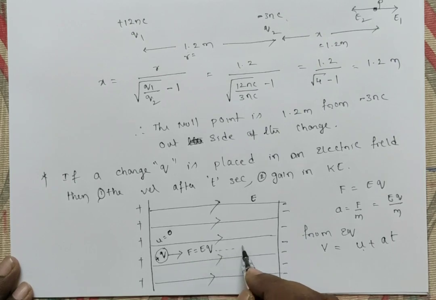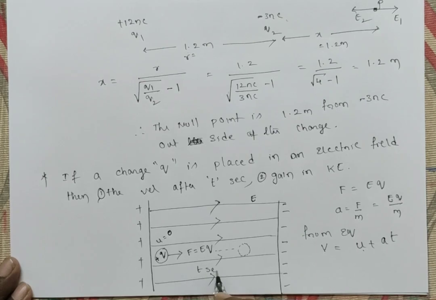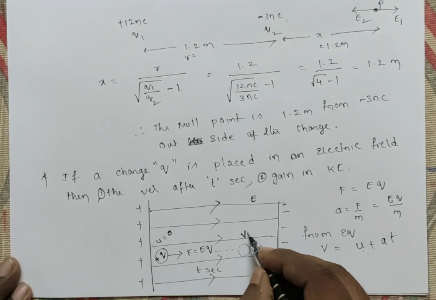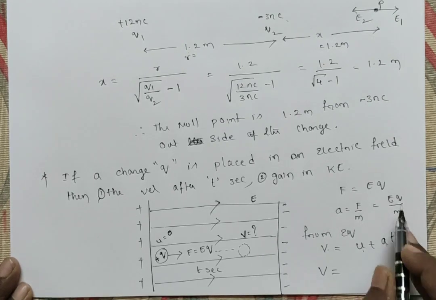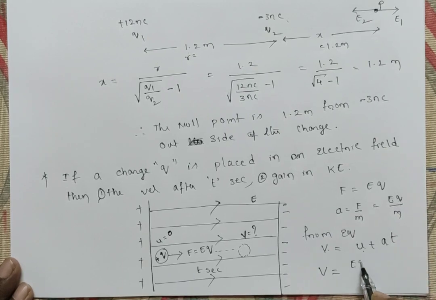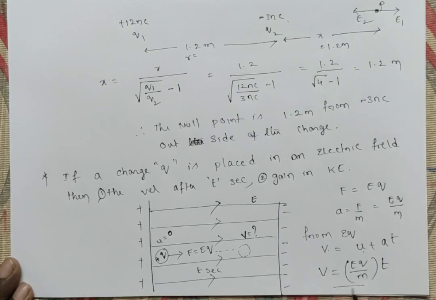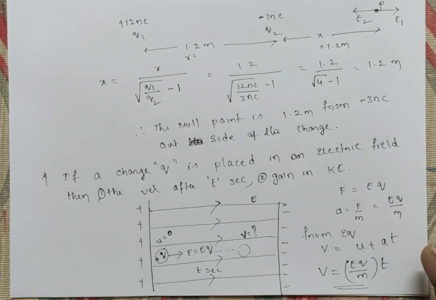It is traveling and has reached here after t seconds. Then the velocity we can find using v equal to u plus at, with initial velocity 0 and a equal to EQ by m, into time t. This is the velocity after time t seconds. Now the question is, what is the gain in kinetic energy?